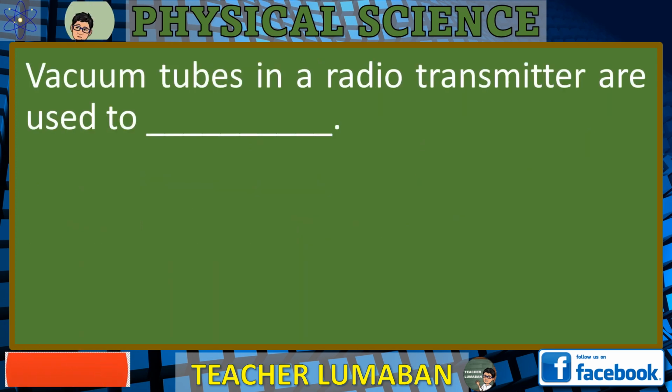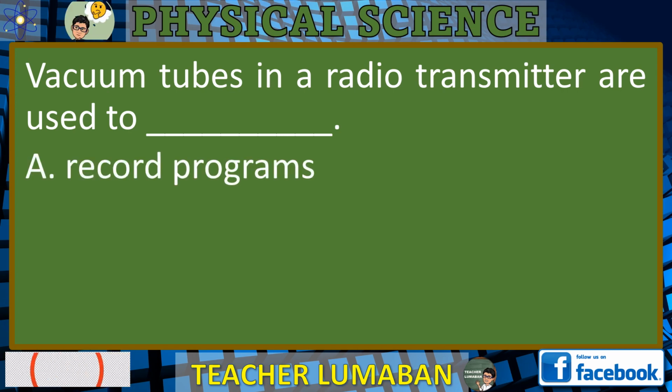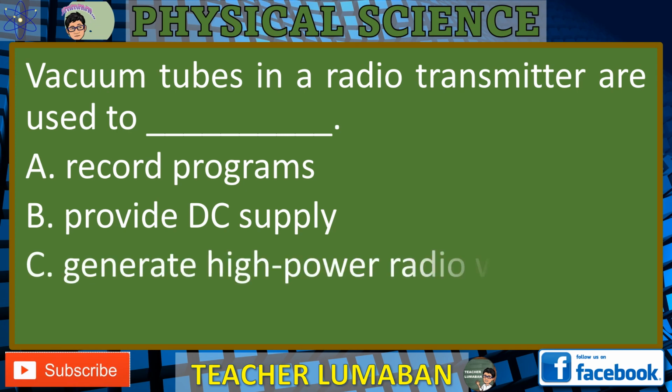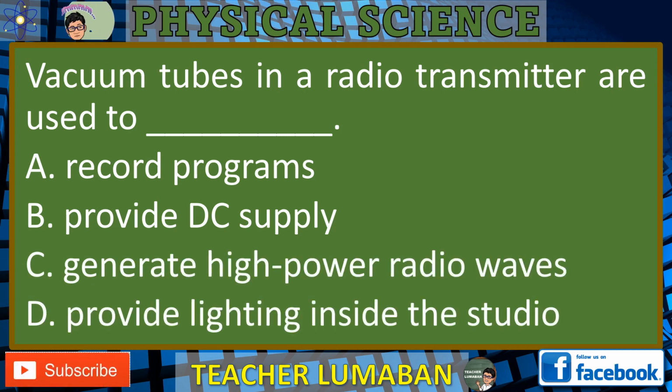Vacuum tubes in a radio transmitter are used to blank. Letter A. Record programs. Letter B. Provide DC supply. Letter C. Generate high-power radio waves. Letter D. Provide lighting inside the studio.